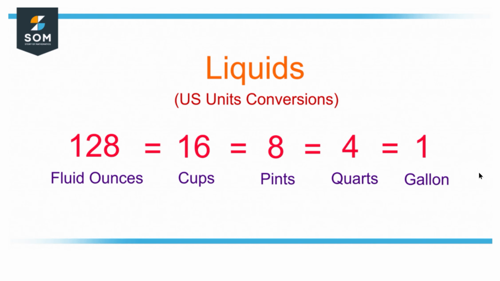And one last visual for us, just know 128 fluid ounces in a gallon, 16 cups in a gallon, 8 pints in a gallon, 4 quarts in a gallon. So if you can memorize these, it's easy to get between the different steps and converting between these units of measure.